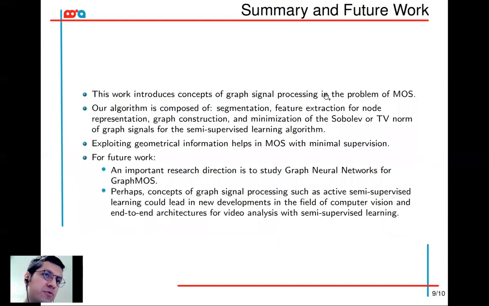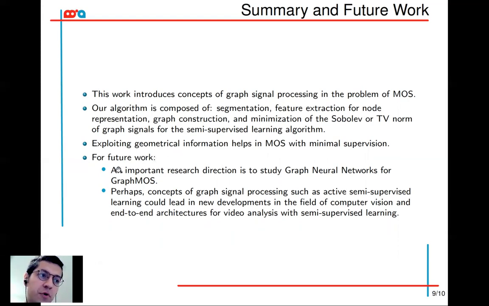In conclusion, this work introduces concepts of graph signal processing in the problem of moving object segmentation. Our algorithm is composed of segmentation, feature extraction for node representation, graph construction, and the minimization of the Sobolev norm or total variation norm of graph signals to solve the semi-supervised learning problem. We can see that exploiting the geometrical information helps in moving object segmentation with minimal supervision.